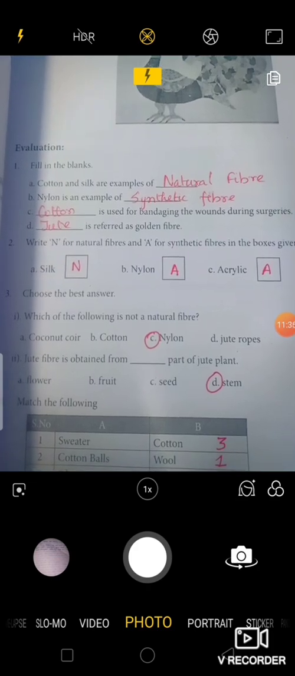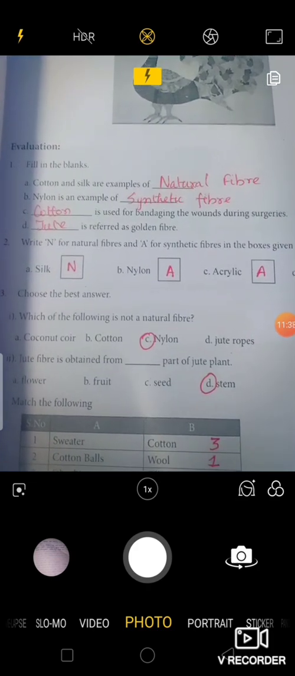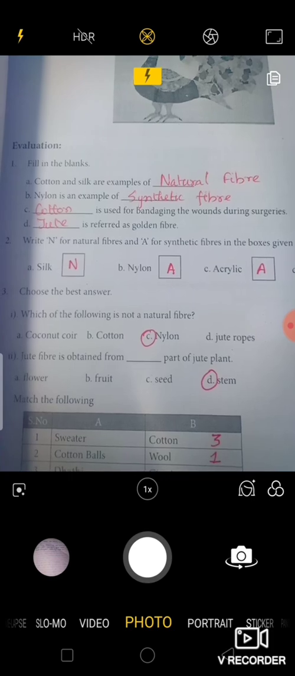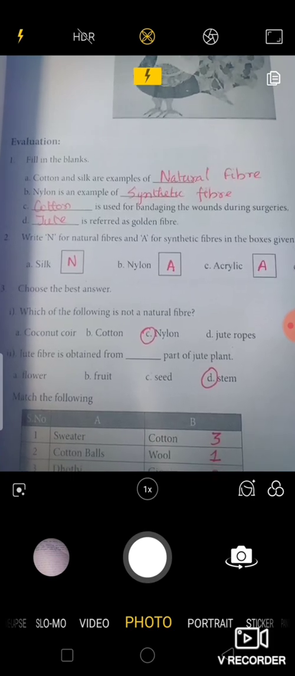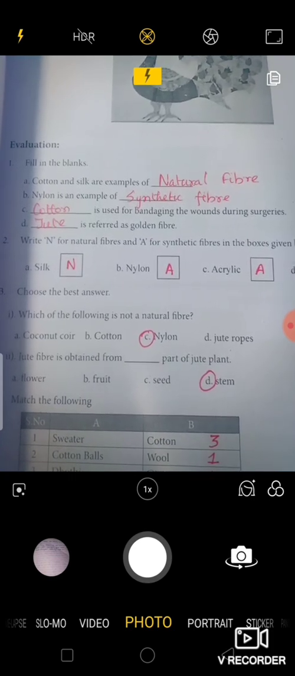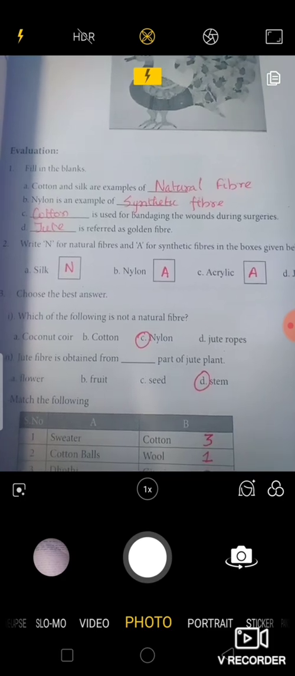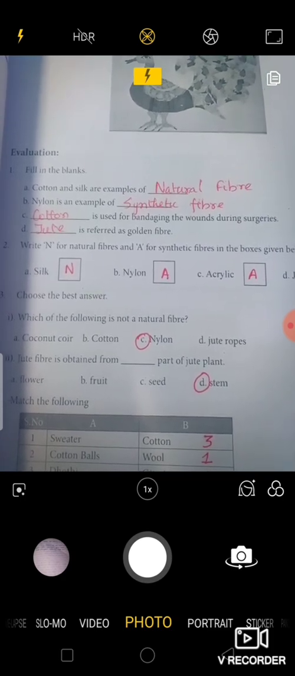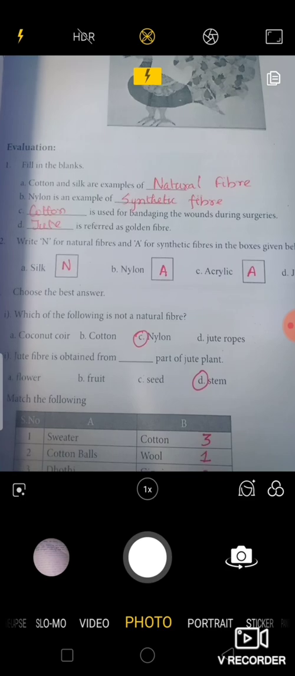Cotton and silk are examples of natural fiber. Nylon is an example of synthetic fiber. Cotton is used for bandaging the wounds and during surgeries. Jute is referred to as golden fiber.